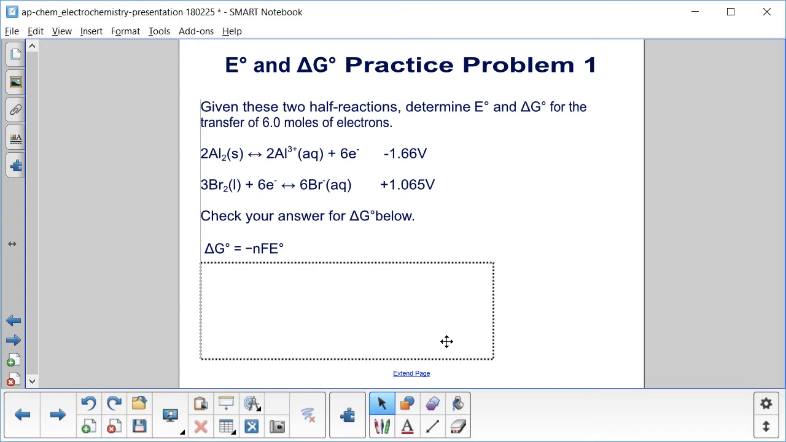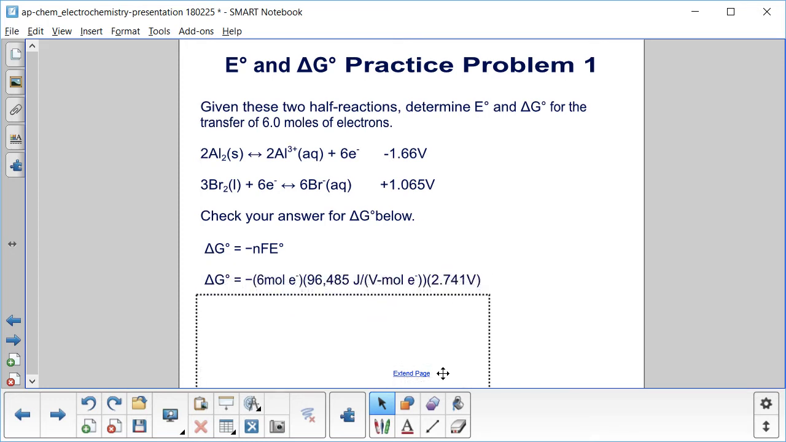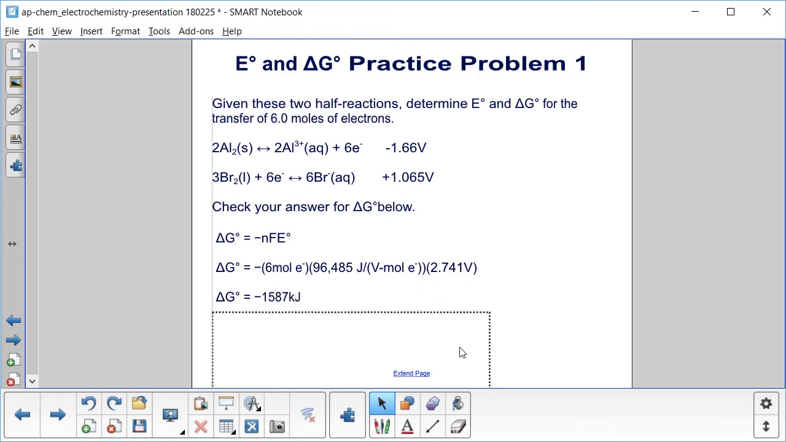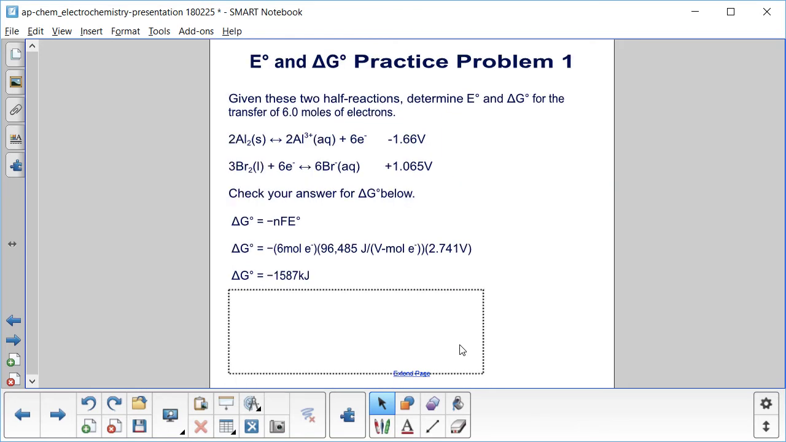So here's our Gibbs free energy equation. We have a negative, we have 6 moles of electrons that are being gained and lost. Faraday constant in terms of volts, which is what we have our electric cell potential in, so 96,485 joules per volt times moles of electrons, times the electric potential, which we calculated in the previous slide, was 2.741 volts. And we get a delta G of negative 1,587 kilojoules. You get times 10 to the third of that when you multiply these together, but we write it in terms of kilojoules.